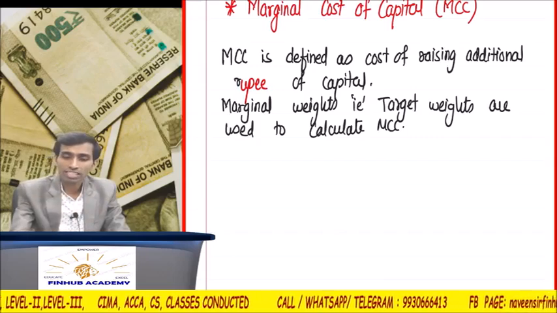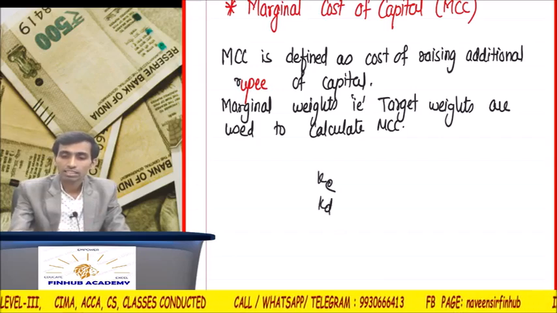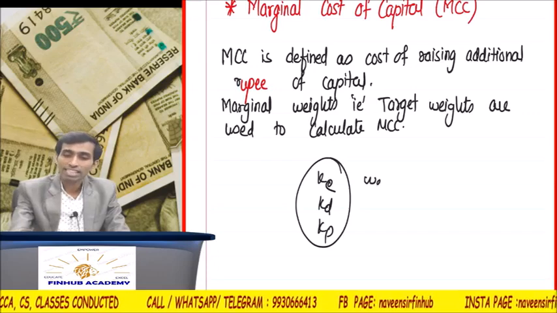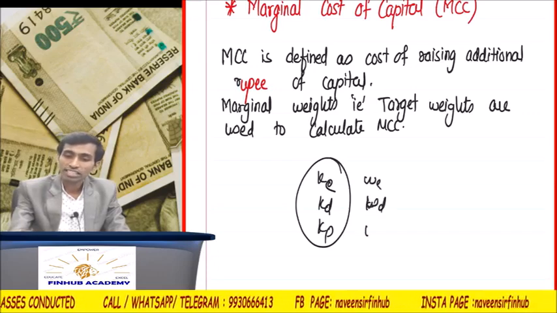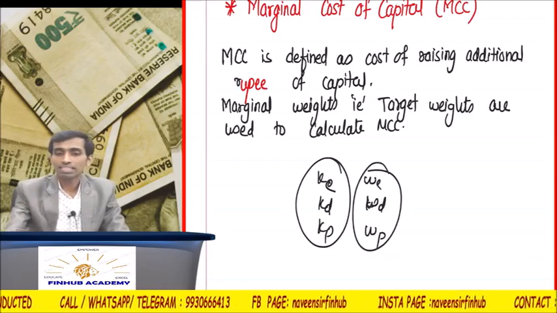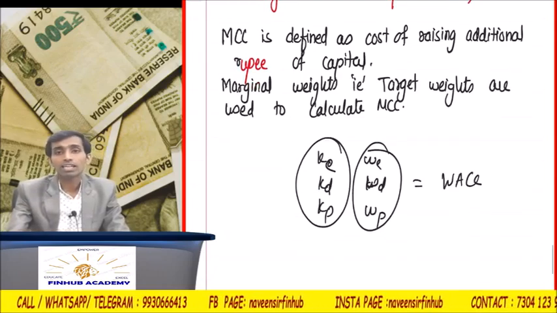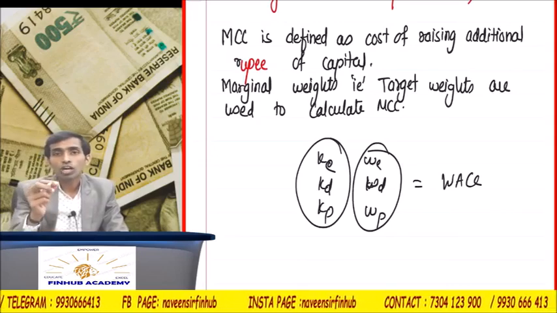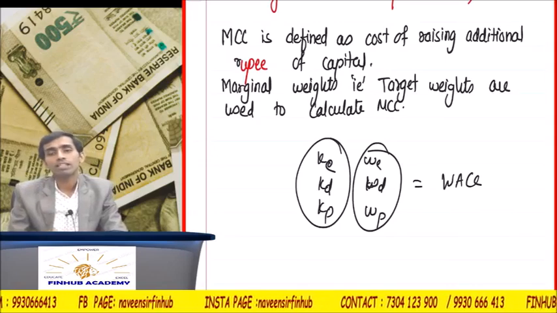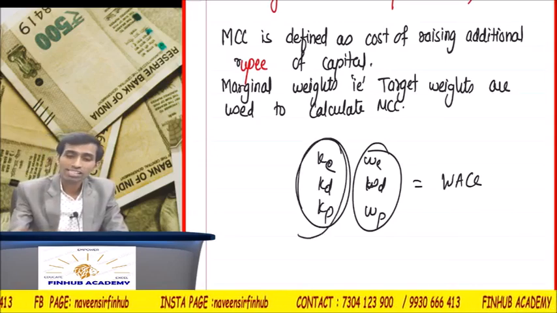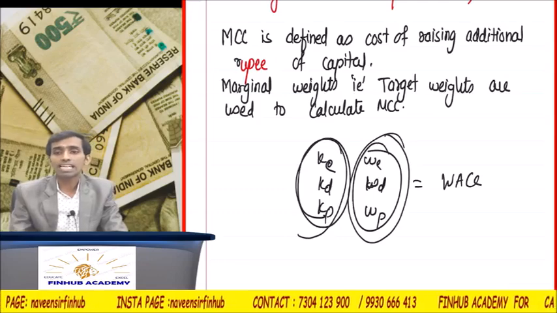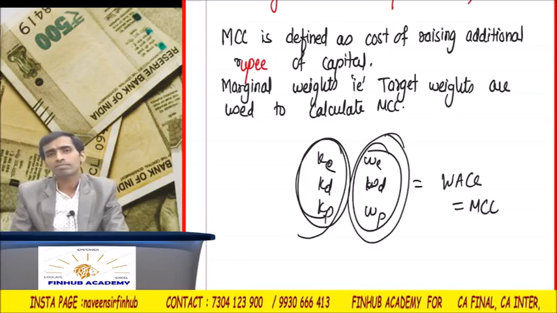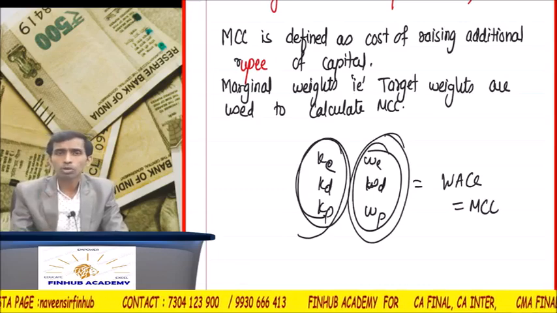Previously, what was the cost? KE, KD, KP. This is constant. Previously, what were the weights? They are also constant. By multiplying this, we used to get WACC. Correct. What is MCC? Additional. Please understand. The cost of raising 1 additional rupee. So my question is, if these all things are constant, if this is also constant, can I say WACC is nothing but MCC? It's same. Because the proportion is same.